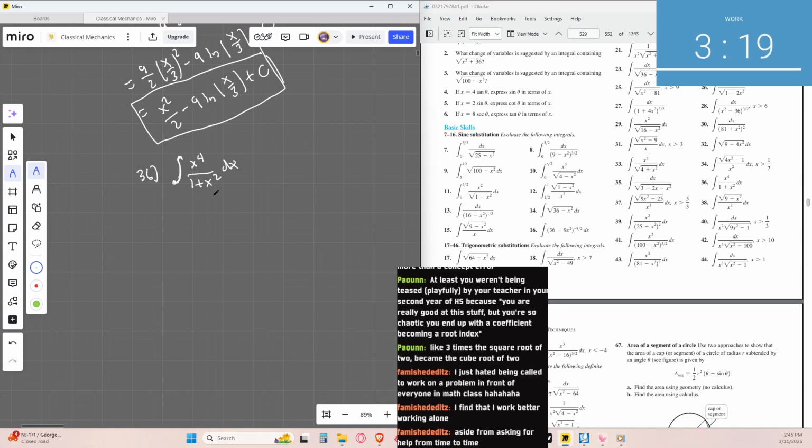Okay, I think this is going to be tangent now. So we're left with tan and, oops, dx.